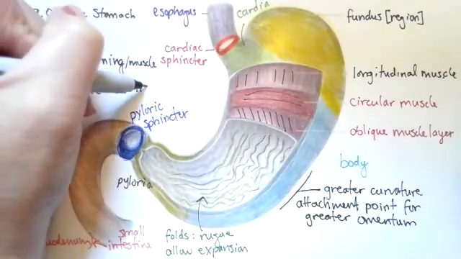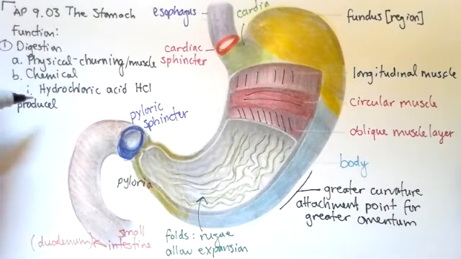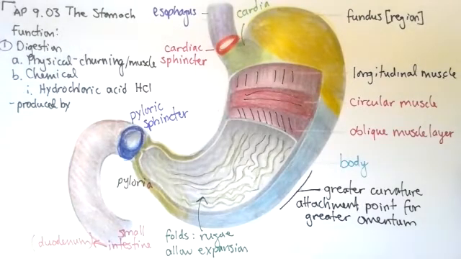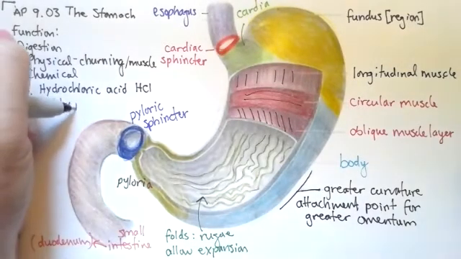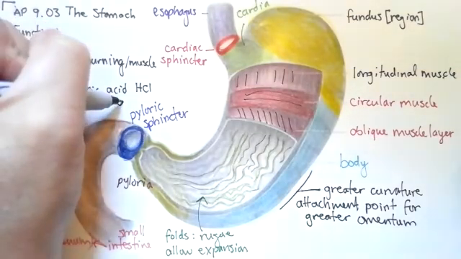Or HCl. And this hydrochloric acid is produced by cells that are found in pits. I'm running out of space, so I'm going to bring it over here. There are little pits in these rugae, and inside these pits you have two kinds of cells: chief cells and parietal cells. Parietal cells produce this hydrochloric acid.